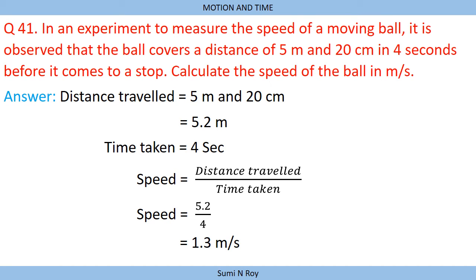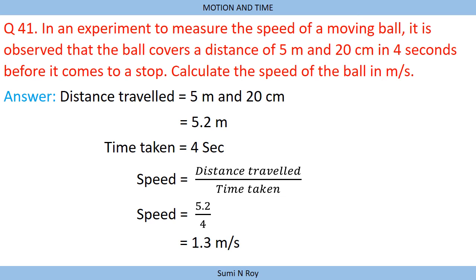Again, the next question is again a numerical. In an experiment to measure the speed of a moving ball, it is observed that the ball covers a distance of 5 meter and 20 centimeter in 4 seconds before it comes to a stop. Calculate the speed of the ball in meter per second.